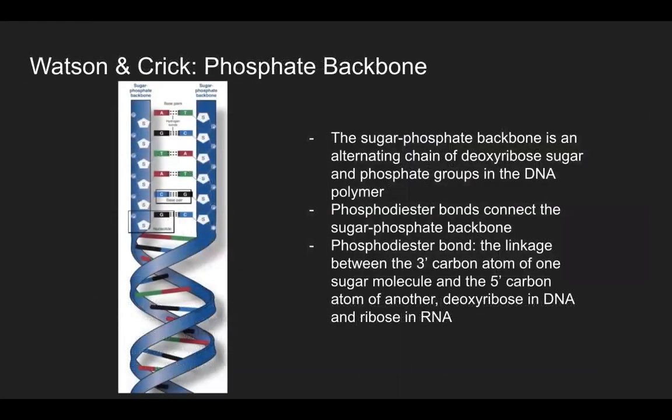The sugar phosphate backbone is an alternating chain of deoxyribose sugar and phosphate groups in the DNA polymer. Phosphodiester bonds connect the sugar phosphate backbone. Pause this video to see what a phosphodiester bond is.